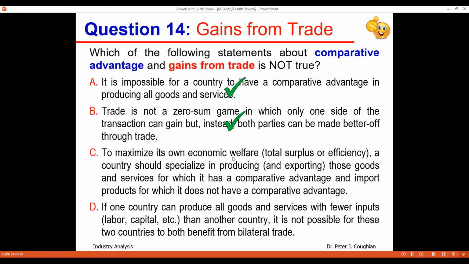C, to maximize its own economic welfare, total surplus or efficiency, a country should specialize in producing and exporting those goods and services for which it has a comparative advantage, and import products for which it does not have a comparative advantage. Again, that was the big point of what I just presented.